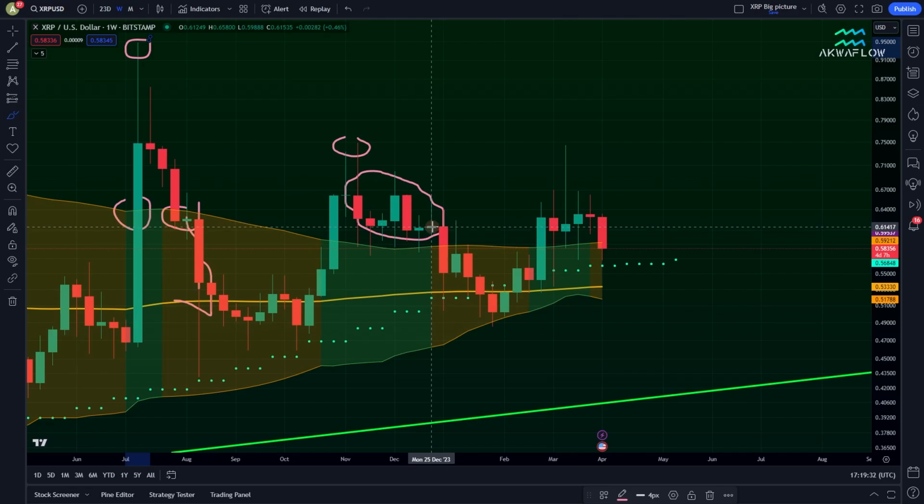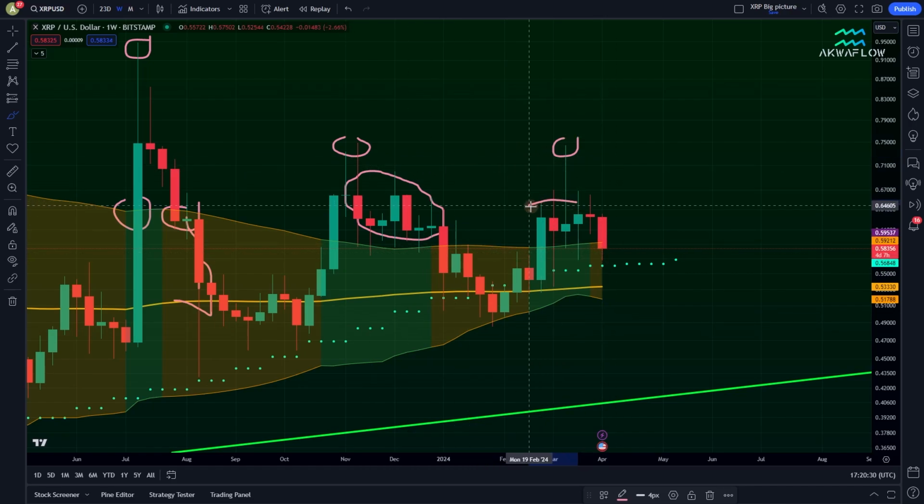Then we went down into the band again, and I said that in order to go into a bull market, we needed to go above the band and to make a higher high compared to this high. And as you can see, we went up. It was pretty close to this high, but we couldn't make a higher high. This is key, guys, because we see that XRP is still struggling to inverse the trend.